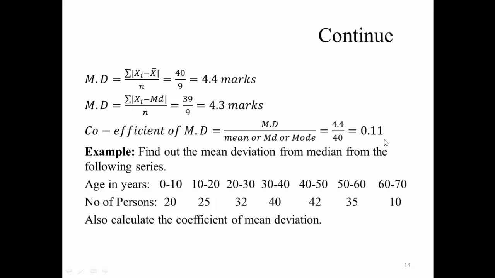Now find the mean deviation from the median from the following grouped data. The first column is age in years: 0 to 10, 10 to 20, 20 to 30, 30 to 40, 40 to 50, 50 to 60, and 60 to 70. The number of persons represents the frequency of each class. Dear students, these are continuous data because the first class ends at 10 and the second class also starts at 10. So these are continuous boundaries, 0 to 10 and 10 to 20. So these are continuous classes, so we don't need the real class boundaries.